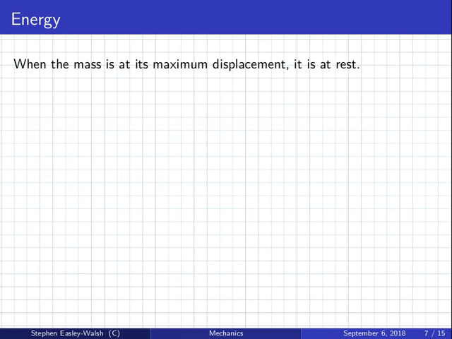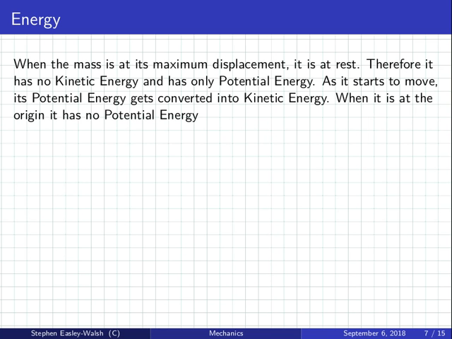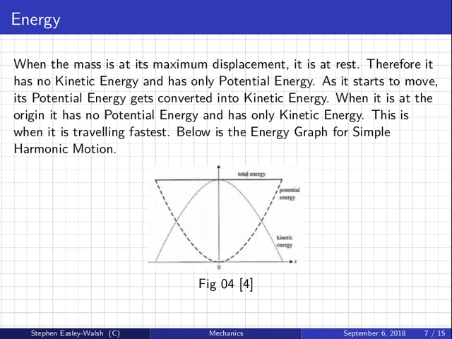Now, we need to talk about the energy of the motion. So, when the spring is at rest, it has no kinetic energy, obviously. It has only potential energy. As it starts to move, what happens to the kinetic energy? Well, it increases, because it starts to move faster and faster. So what must happen to the potential energy? If the kinetic energy is going up, then what must happen to the potential energy? Down. It's going down. Because the total energy needs to be the same. When it's at the origin, it has no potential energy, it has only kinetic energy, because this is when it's traveling the fastest. So I want to show you what the graph looks like for the energy.